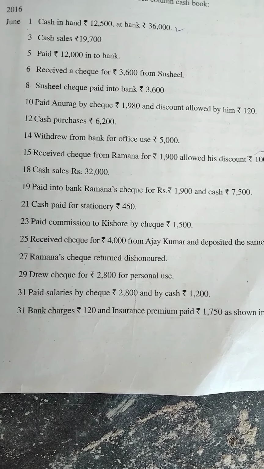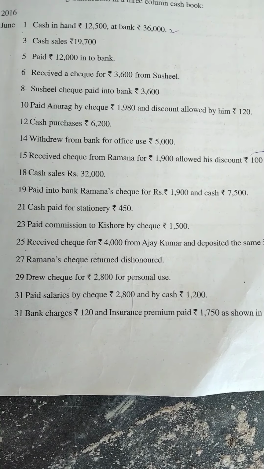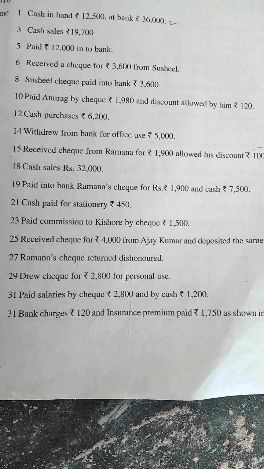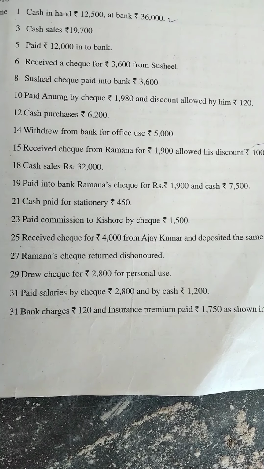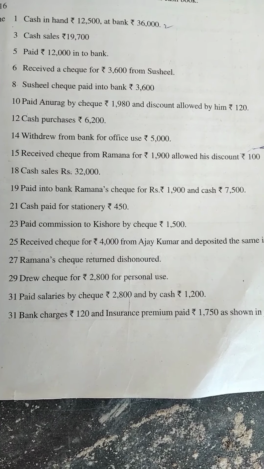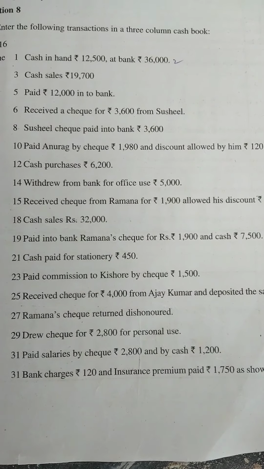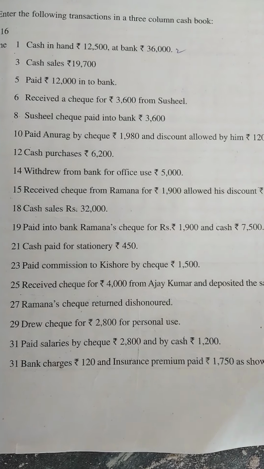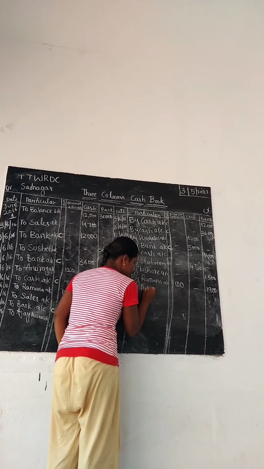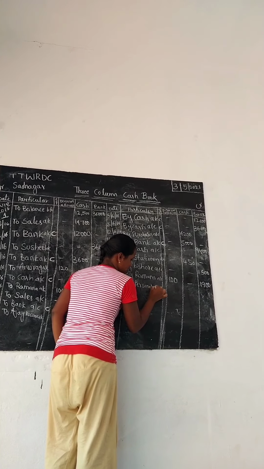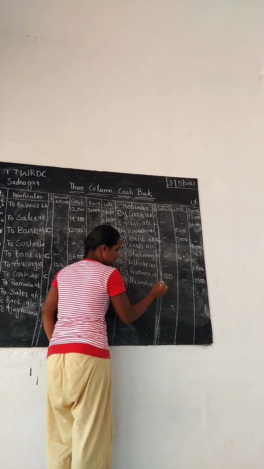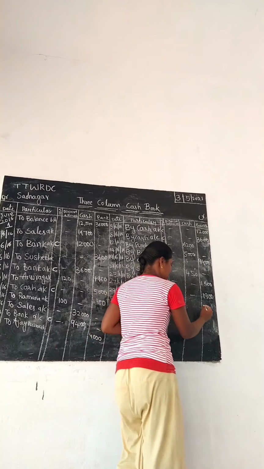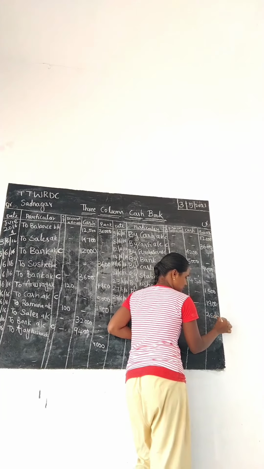On the 29th, drew check for rupees 2,800 for personal use. Here we are withdrawing money from the bank for personal use, so it is not considered a contra entry because we are using it for personal use. By personal use account. We are withdrawing from the bank, so we should write in the bank column 2,800.